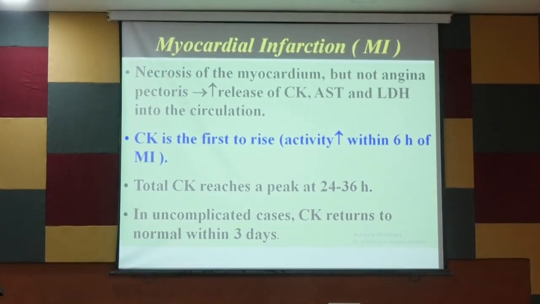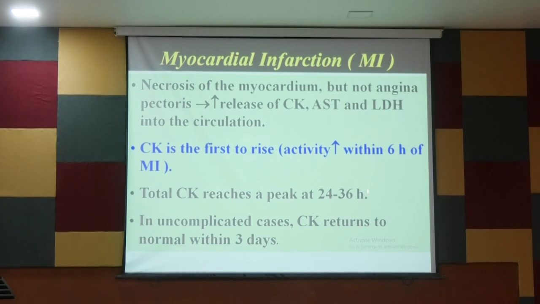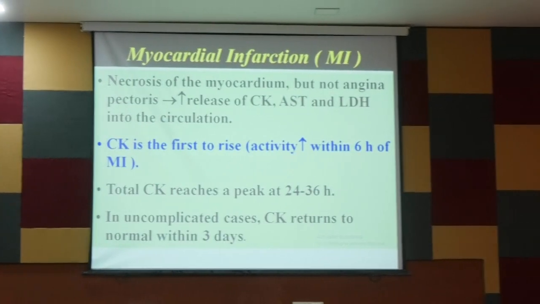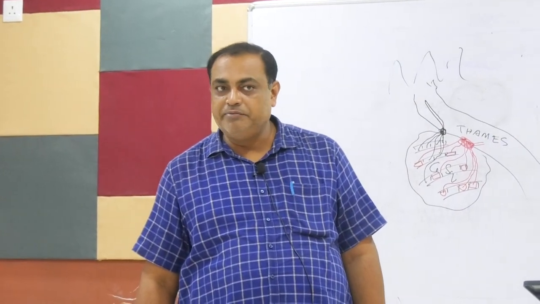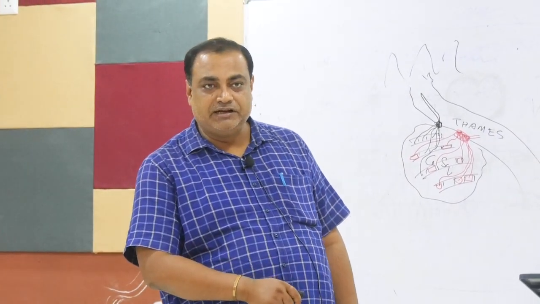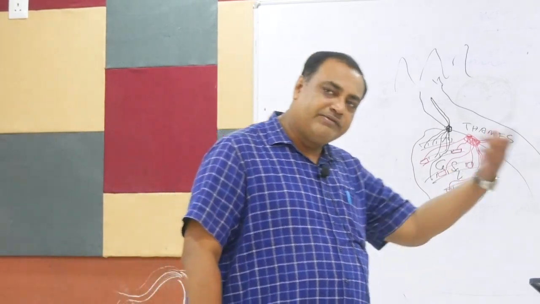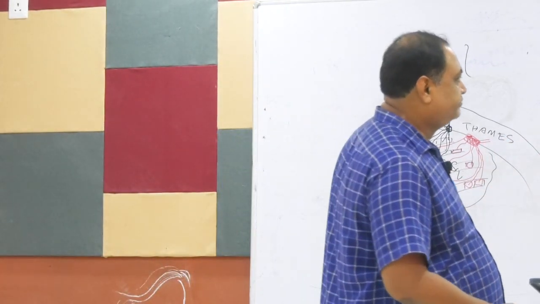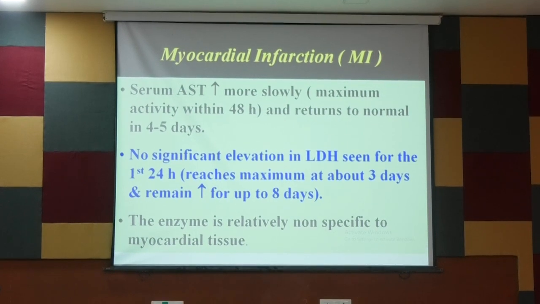So you measure CK. This is the most immediate marker for MI. If it comes after 2 days or 3 days, you might miss the event. You can't make out by CK estimation that he has suffered a cardiac attack. For that, some other enzymes are there. Serum AST, more slowly, maximum activity within 48 hours.